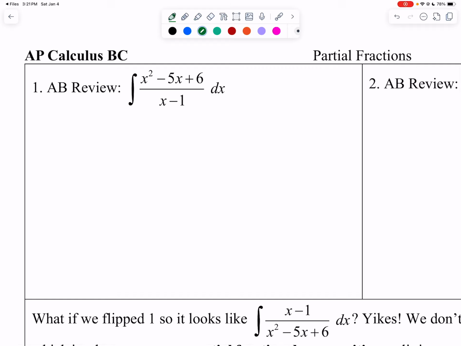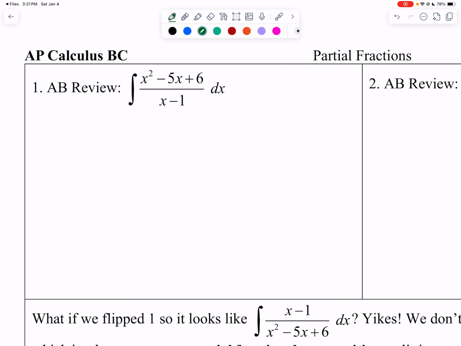Alrighty, in this video, we will be talking about partial fractions, but before we do that, let's go ahead and talk about some AB review. So looking at number one, we could look at this and think about long division or synthetic division for this one right here to rewrite the integral.